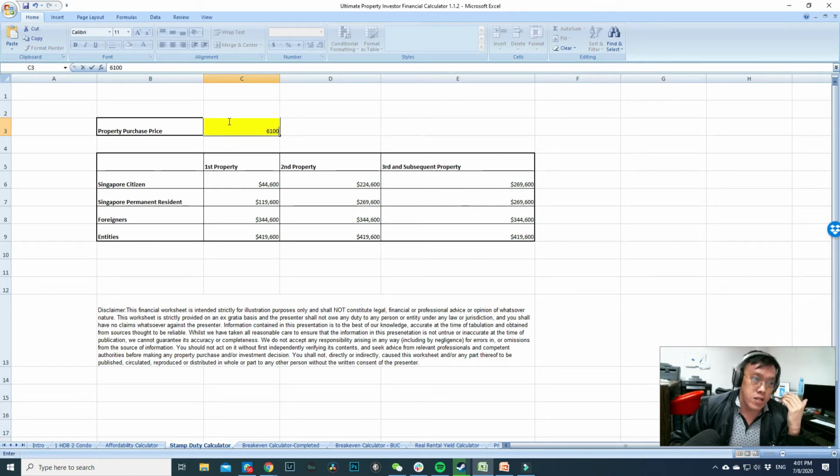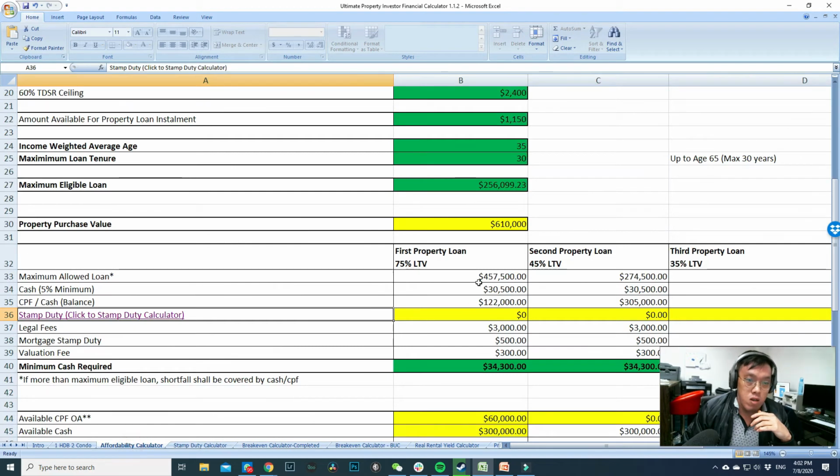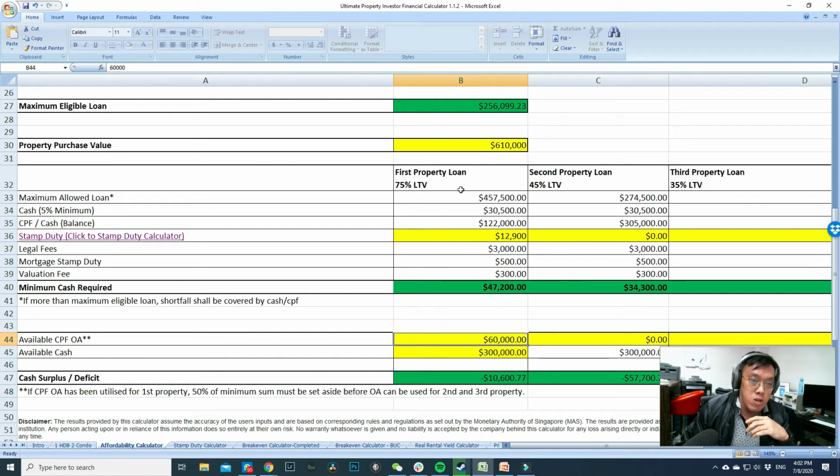Put in 610,000. Okay, Singapore citizen, so look at the top row, first row Singapore citizen, and then the first column under the first property. So for her, the stamp duty payable will be $12,900. So let's go back here, $12,900. Okay, so based on minimum cash she requires 47,000.